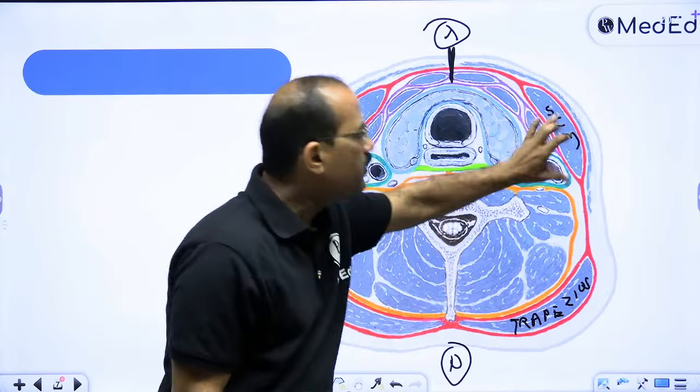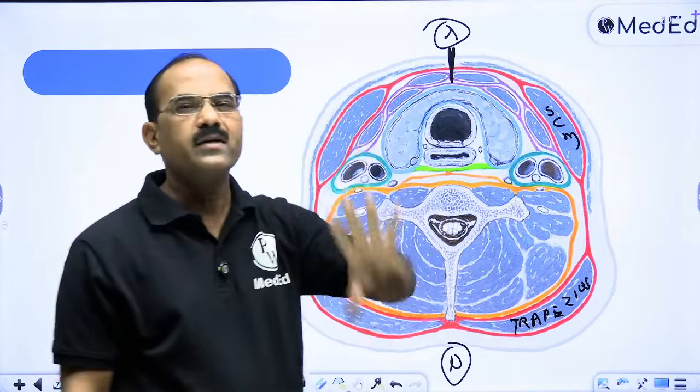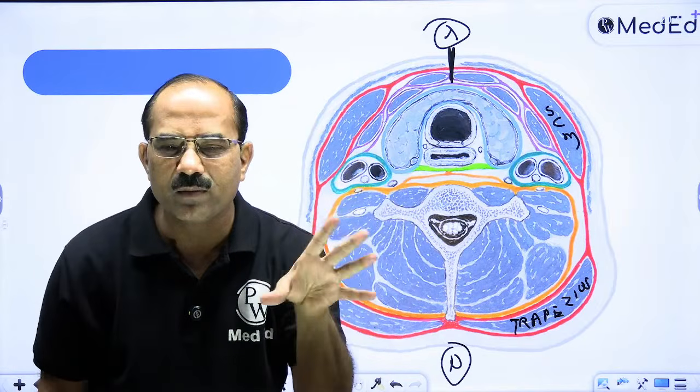That's the posterior triangle of the neck. And between the sternocleidomastoid and the midline, what is this triangle going to be? The anterior triangle of the neck. Are you able to understand this?